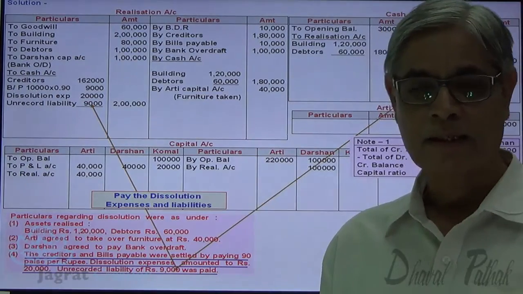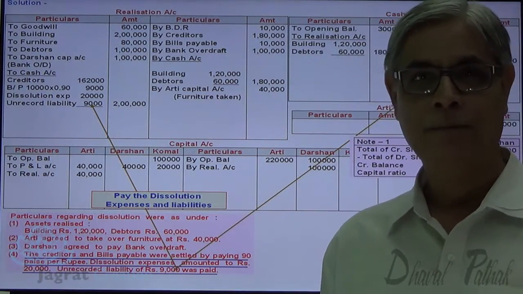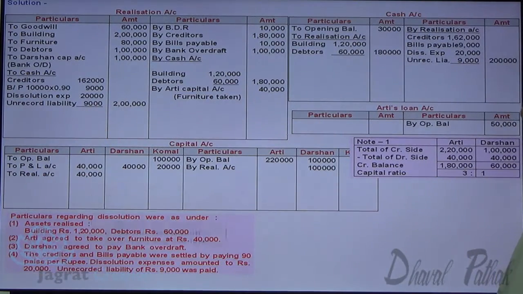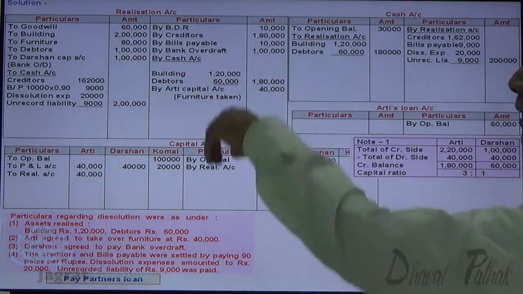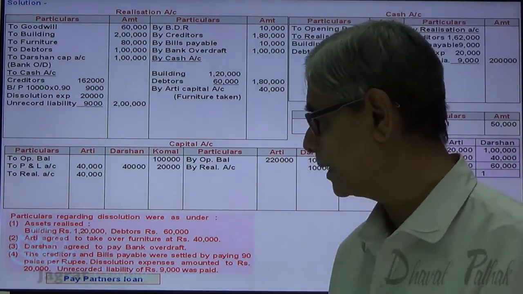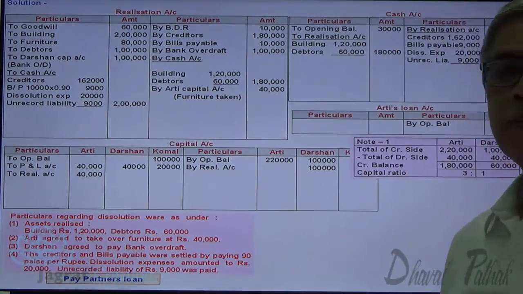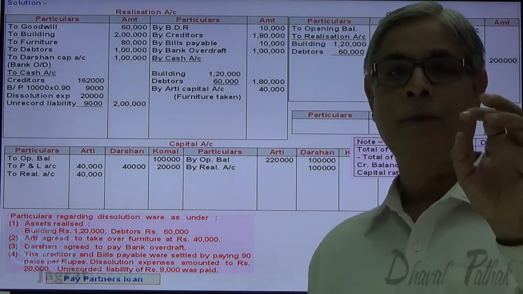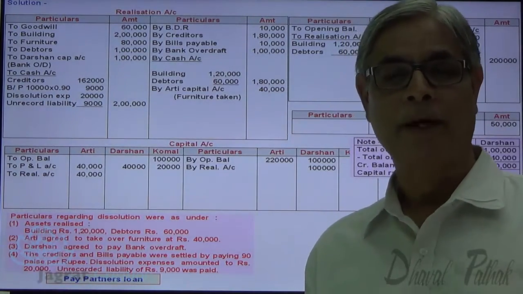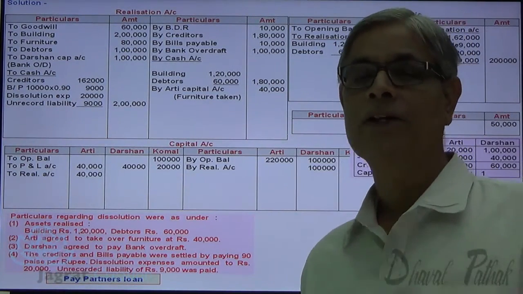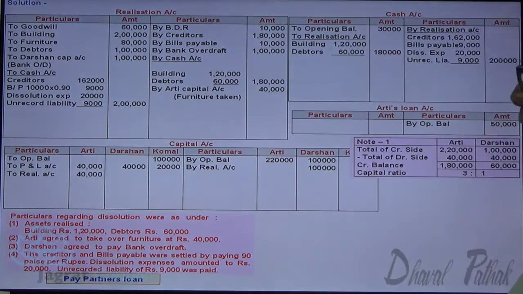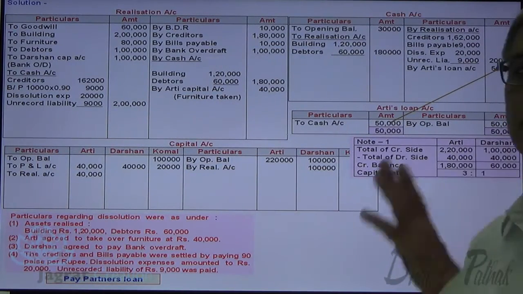Now assets are realized. Liabilities are settled. Dissolution expenses paid. Now let us find out the profit or loss on realization of assets and liabilities. Now remember, the obligation towards outsiders is to be paid first. Then internal obligation, meaning partner's loan, is to be paid. So Aarti's loan of 50,000 is to be paid. So Aarti's loan account debit to cash account credit. 50,000 paid for Aarti's loan.